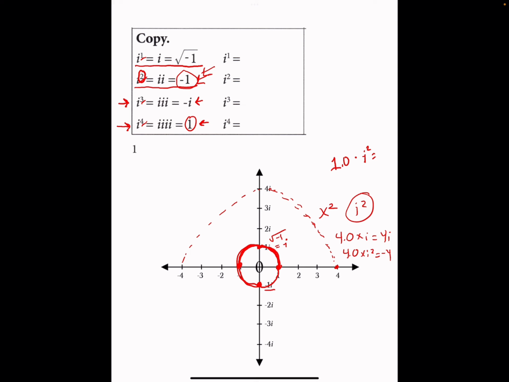Again, if we were doing 4 times I to the fourth, that's 4 rotations around, and we would land, so it'd be 1, 2, 3, 4, I wasn't right on there, but we would land right back at 4 again.